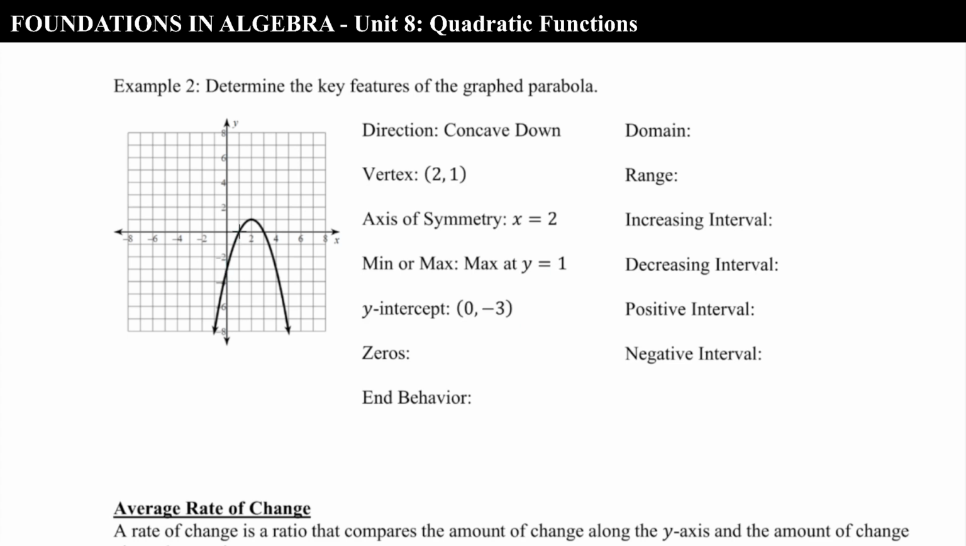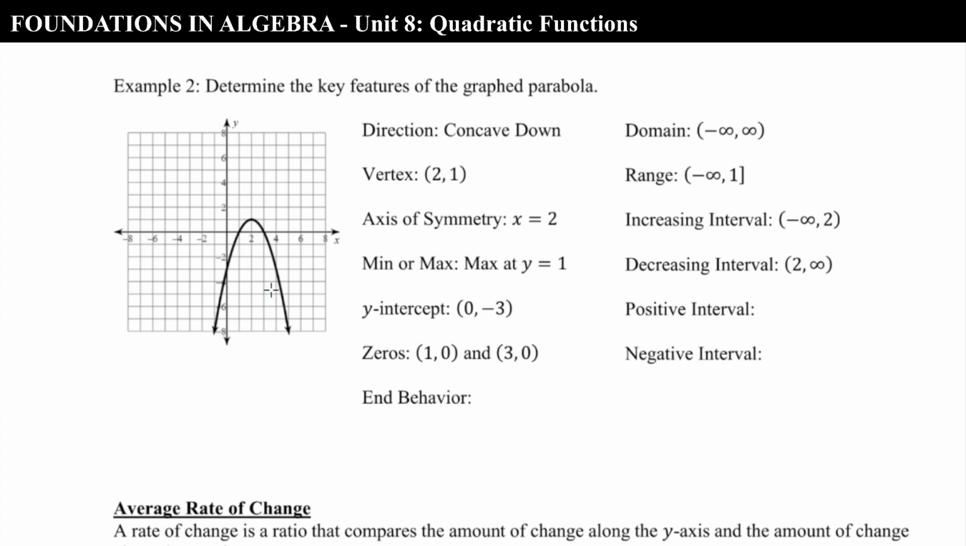Our zeros, or our x-intercepts, are at 1 and 3, so 1, 0, and 3, 0. Our domain, arrow on the left and the right, tell us negative infinity to positive infinity. Our range, going from bottom to top, we start from negative infinity and go to 1. And then increasing and decreasing. We start off increasing from negative infinity to 2, and then we decrease from 2 to infinity.